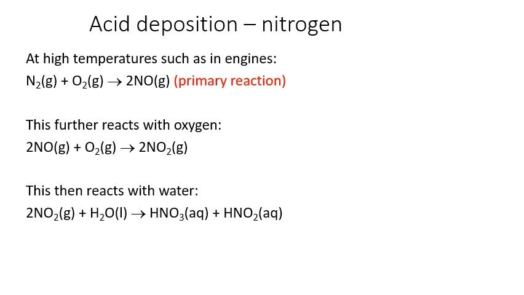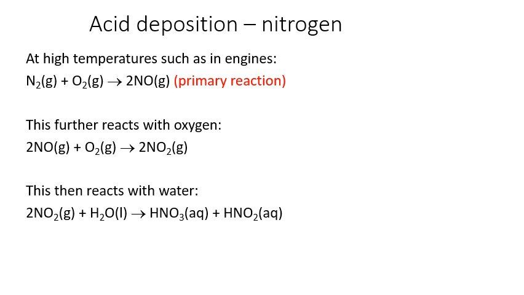Acid rain, nitrogen. In the internal combustion engine of cars, it's hot enough for nitrogen to react with oxygen to form nitrogen oxides. This is the first reaction. This nitrogen monoxide then reacts further with oxygen to form nitrogen dioxide, and then this reacts with water to form nitric acid and nitrous acid.